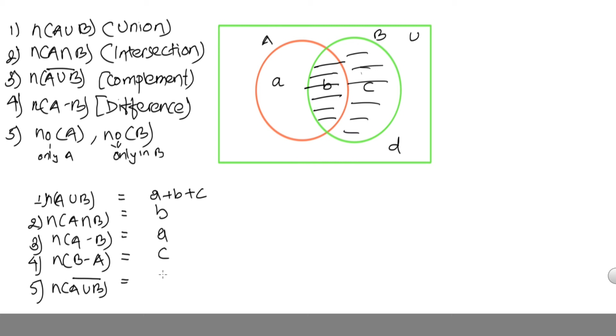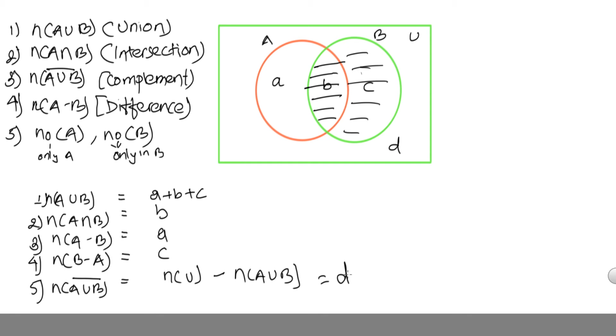A union B complement is nothing but the element that is a subset of U but does not belong to A union B. So in this case it will be outside A union B. So D is our A union B complement.